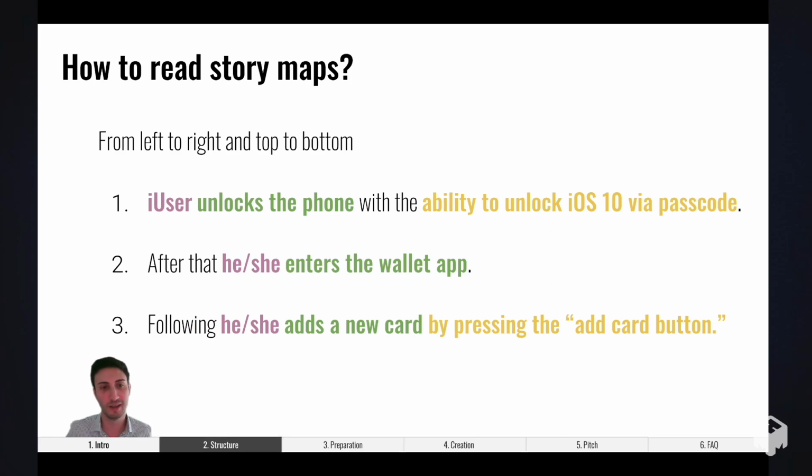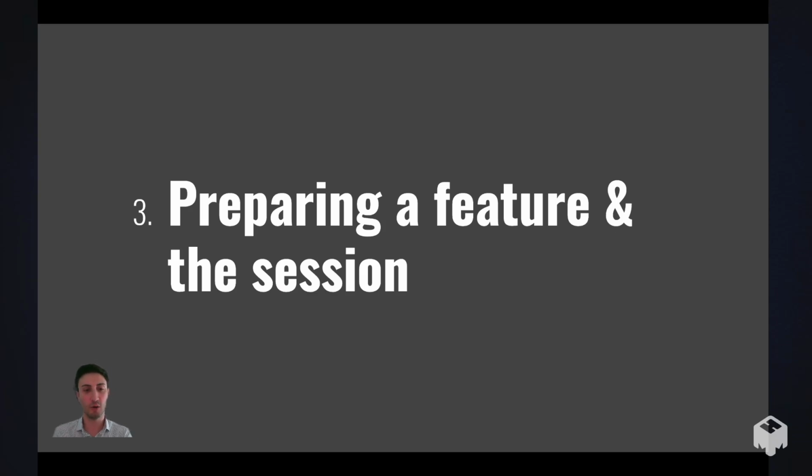And how do you read those? From top to bottom, from left to right, the user unlocks the phone with the ability to unlock iOS 10 via passcode. After that, he or she enters the wallet app. Following, he or she adds a new card by pressing the Add Card button. This is how we're going to read story maps for ourselves, as well as when we are pitching a feature to someone else. And that's basically the whole idea of these three levels. So you have the user, you have the activities, and you have user story maps.